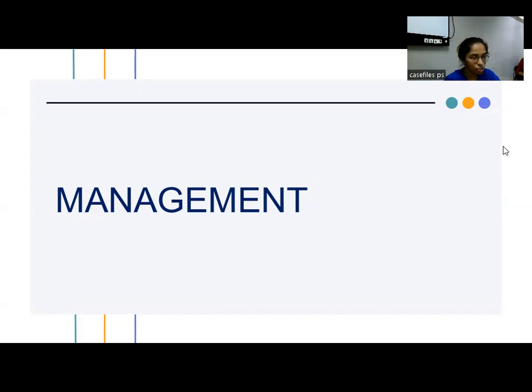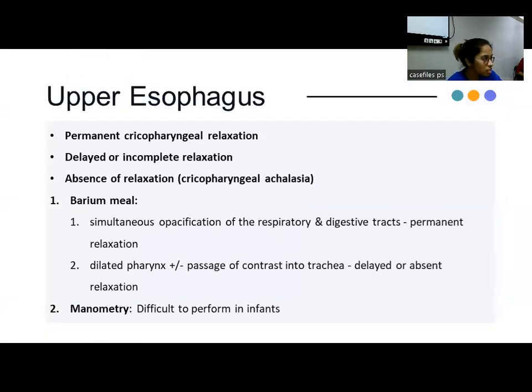Now we come to the discussion of the motility disorders of the esophagus. As we discussed earlier, some of the disorders which affect the upper esophagus include a permanent relaxation of the cricopharynx, which is seen in association with neurological disorders. There can be delayed or incomplete relaxation or absence of relaxation, which is also called cricopharyngeal achalasia. So the diagnostic modalities for these patients include barium study and manometry.